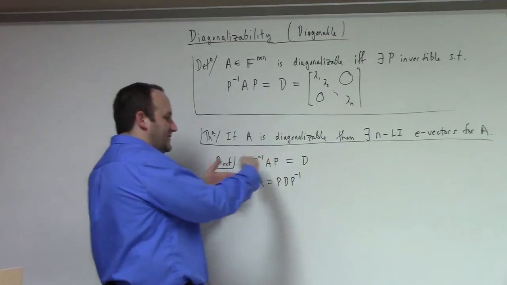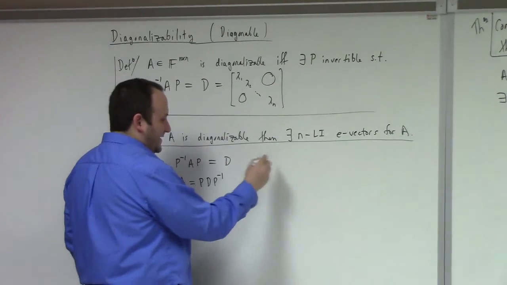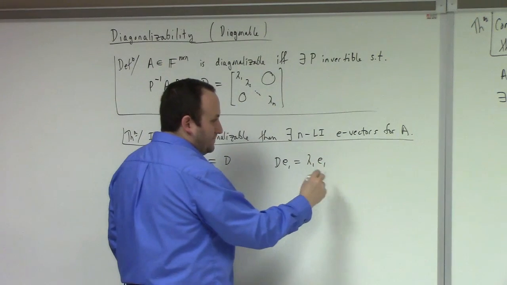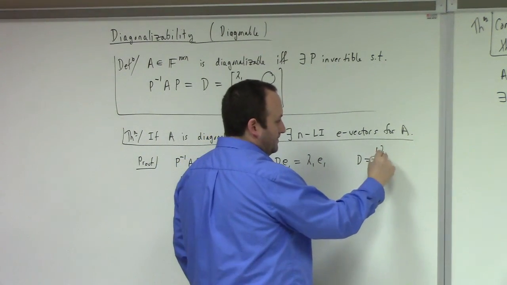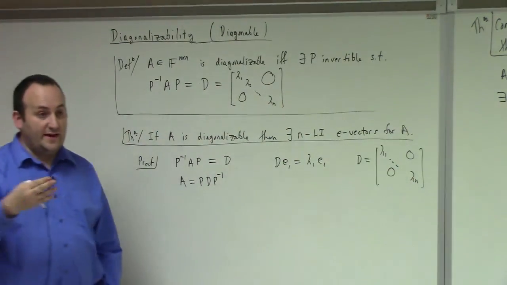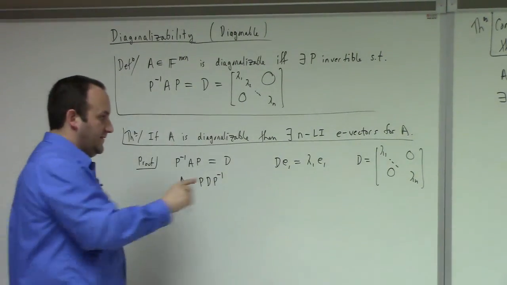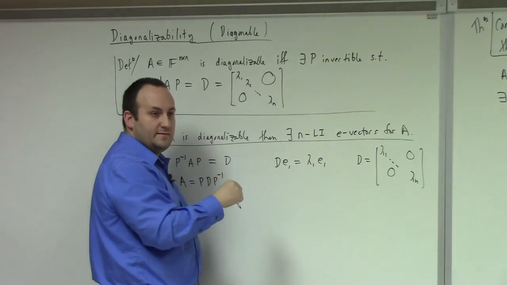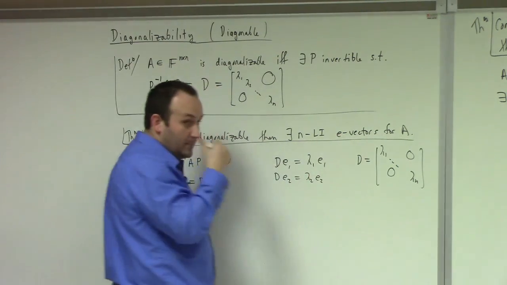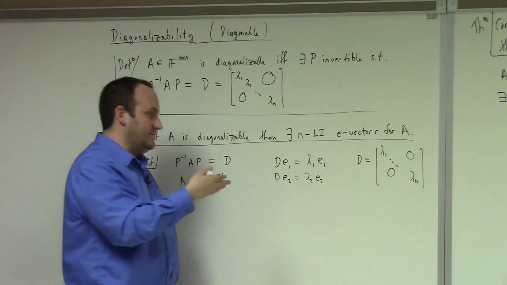I somehow have to use this. I have to somehow create eigenvectors with this equation. And it's easy for me to see that D times E1 is equal to lambda 1 E1, if D is looking like this. Think about this: if you have a diagonal matrix, the eigenvectors are given to you just from the standard basis. If you multiply this by E1, you get back lambda 1 E1, and if you multiply D times E2, you get lambda 2 E2. So it's easy to see that a diagonal matrix has an eigenbasis.